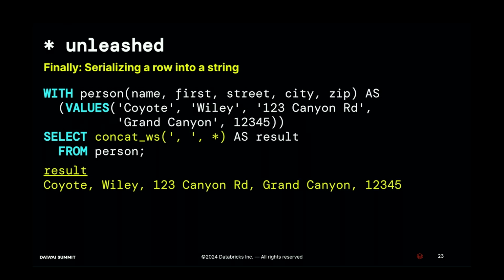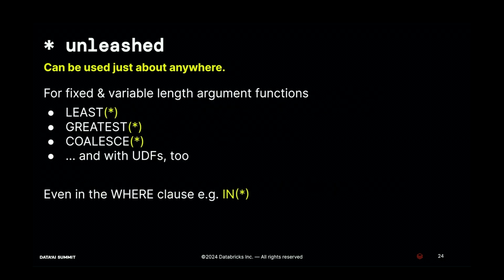Finally, we can pretty print. We can take Wile E. Coyote again, and we can say, just give me this as a comma-separated string. And there it is. You just say concat_ws, with separator, I think, right? And say we want comma space as a separator, and then just slap on the star, and it will serialize your entire row. Quite neat. So the story here is this.